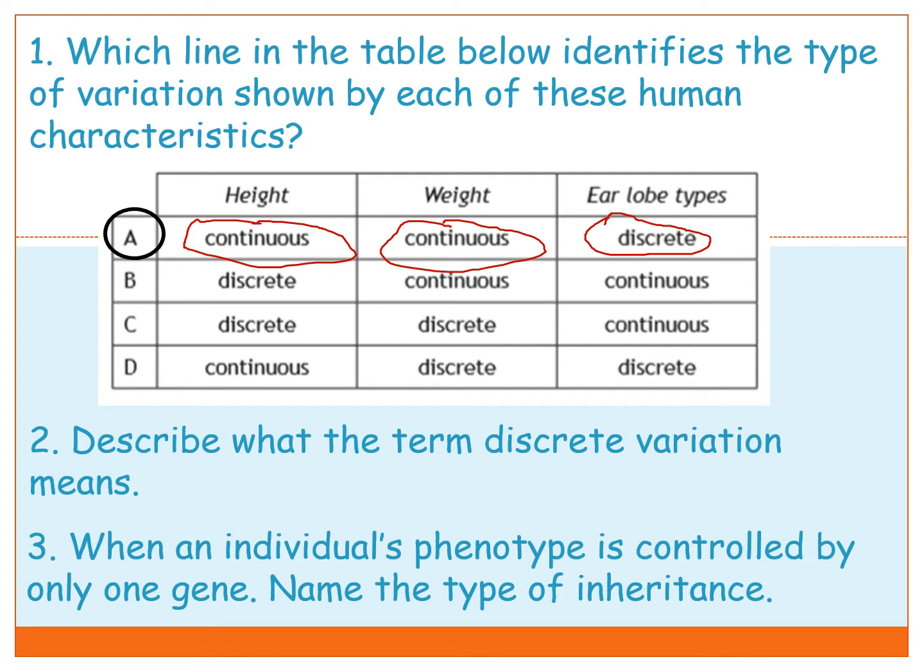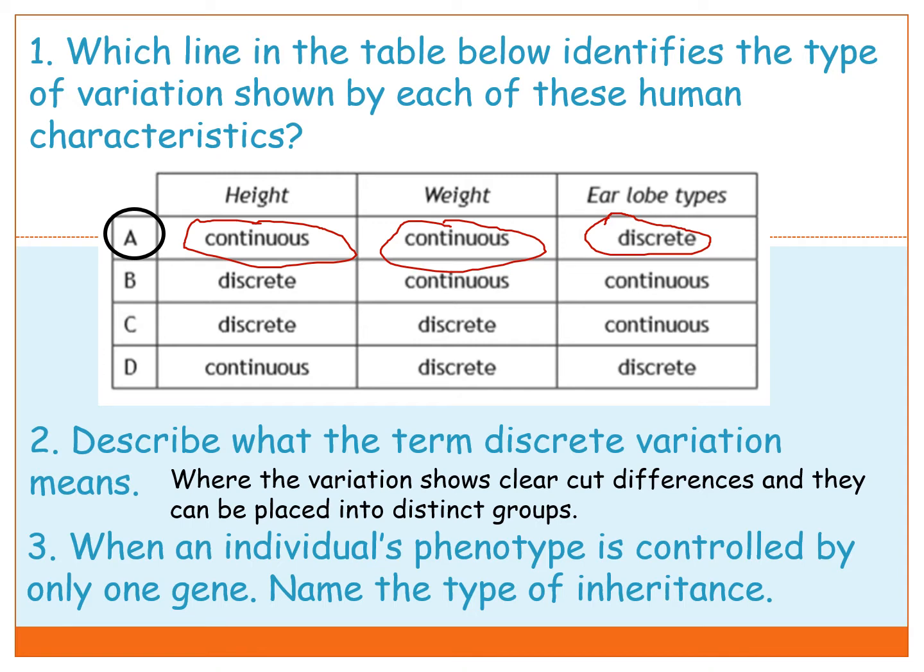Then it says describe what the term discrete variation means. So you should have put that it's where the variation shows clear-cut differences and they can be placed into distinct groups or categories. And then the third question is when an individual's phenotype is controlled by only one gene, name the type of inheritance. So it would be single gene inheritance. So well done if you managed to get that correct. If you didn't manage to get that correct, then you need to go watch video tutorial 20 again.